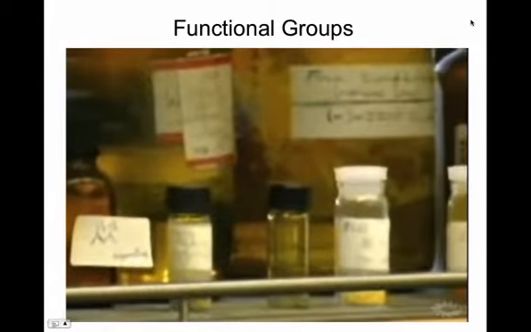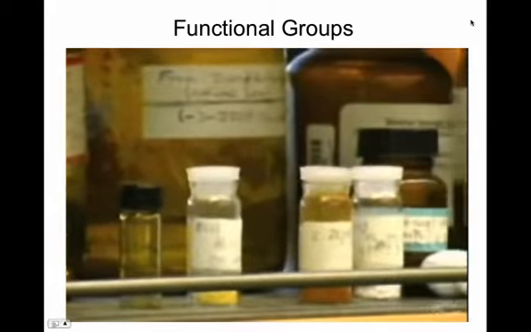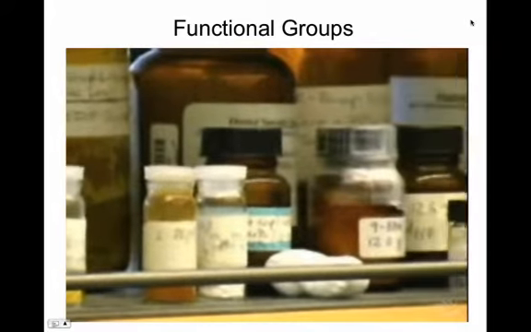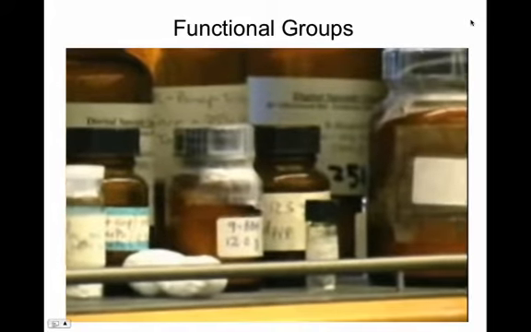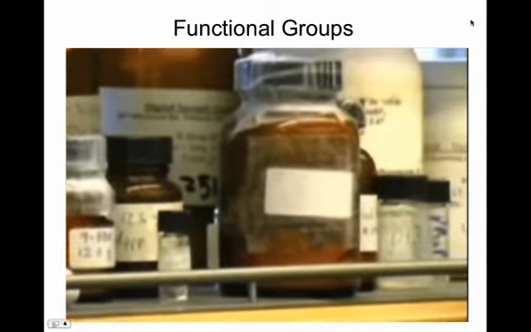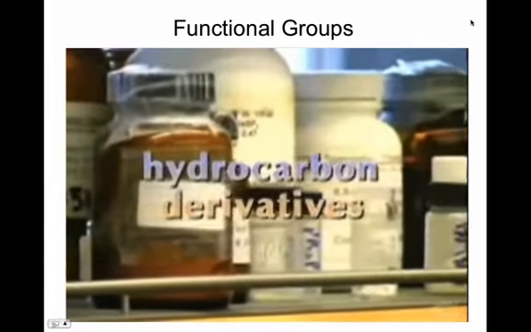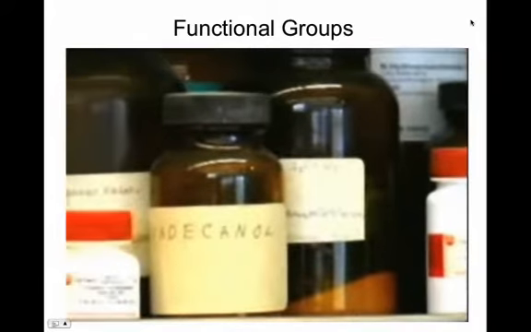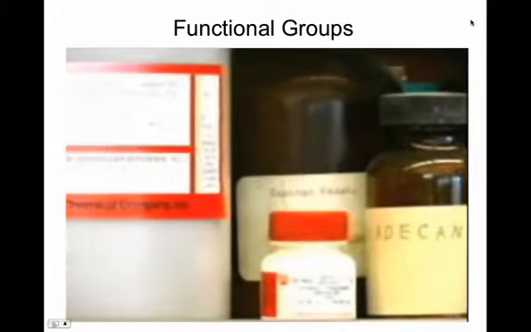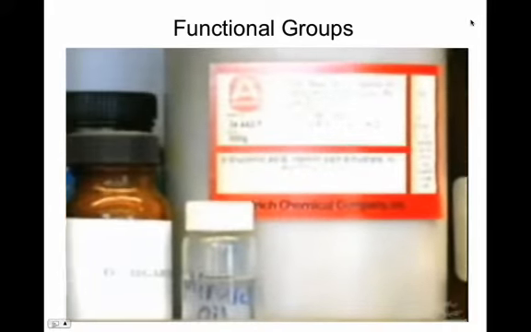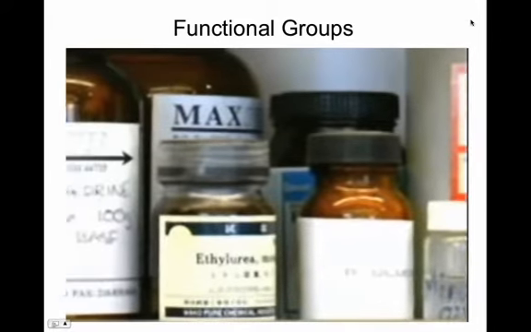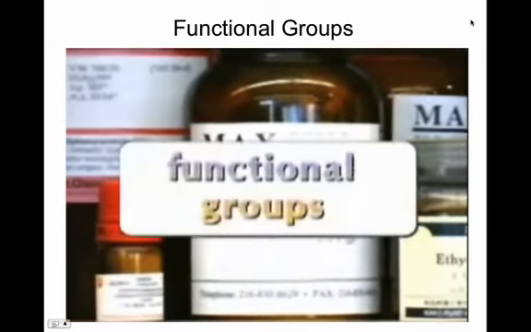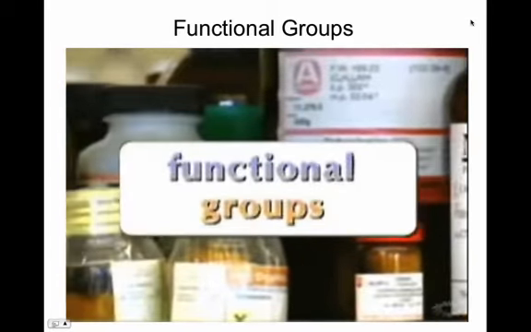Hydrocarbons are compounds containing only carbon and hydrogen, but a number of organic compounds contain carbon, hydrogen, and other elements. These are called hydrocarbon derivatives. There are a staggering variety of these compounds, but fortunately, they can be grouped into classes based on their molecular structures. These classes are called functional groups.